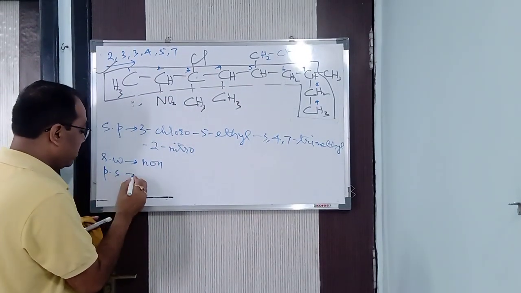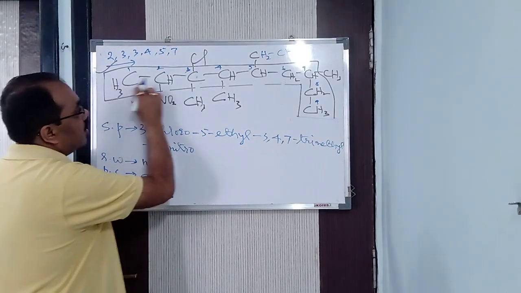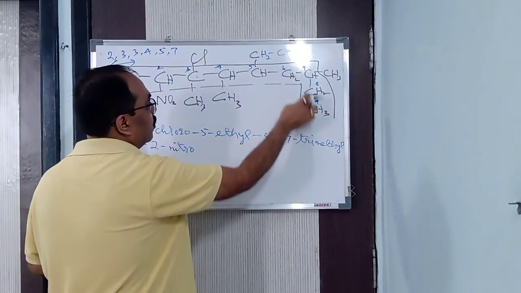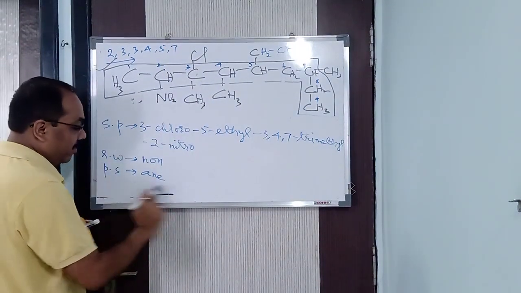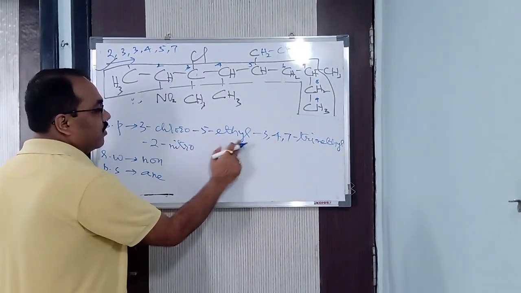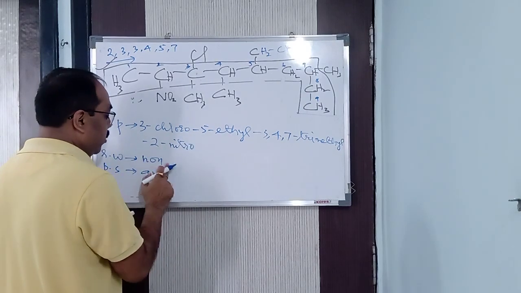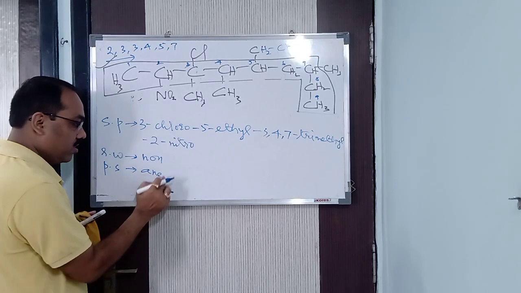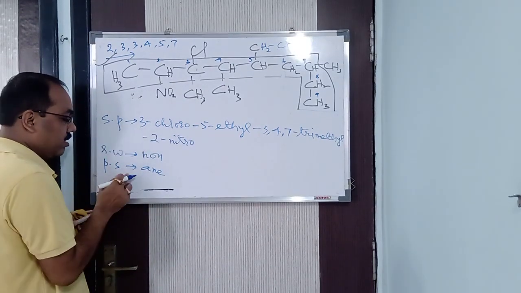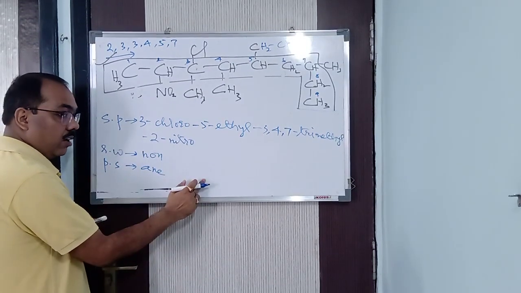Now, what is the primary suffix? It is ane. All are single bonds, no double bond, no triple bond here. Finished, no secondary suffix. So, what is the IUPAC name? We can write it once again here: 3-chloro, 5-ethyl, 3, 4, 7 trimethyl, 2-nitro, nonane. You have to write it down, because this is the answer. Your teacher will not combine it and see; you have to write the answer down after this.